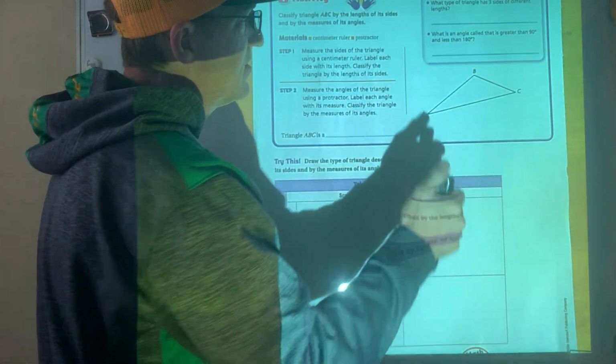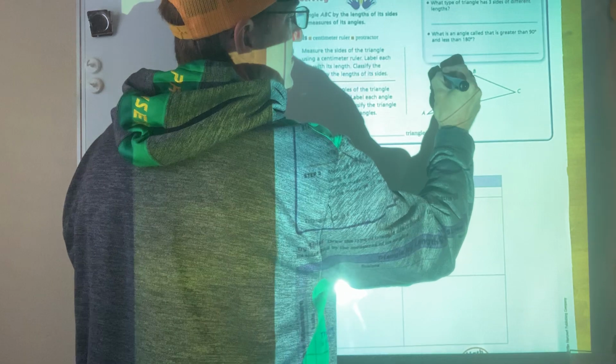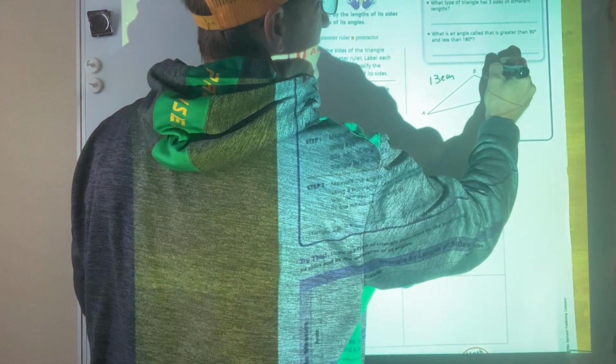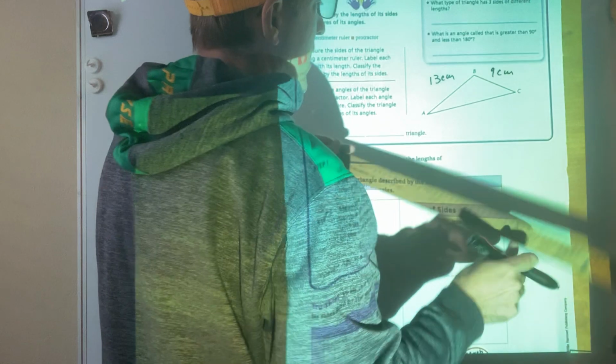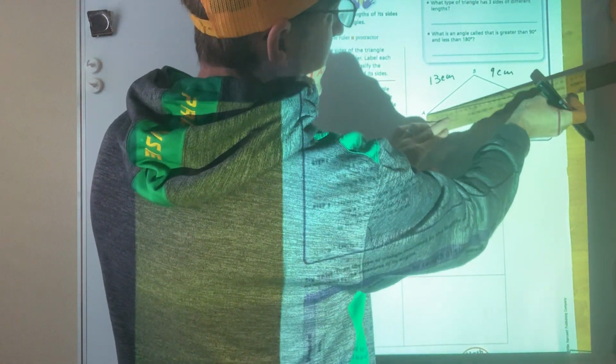AB is about 13 centimeters. I'm gonna write 13 centimeters, 13 cm. BC looks like about 9 centimeters. All right, and then A to C looks like 19 centimeters.